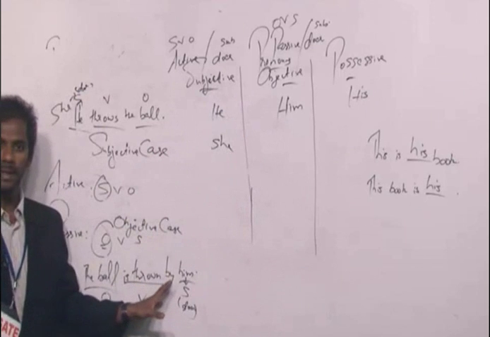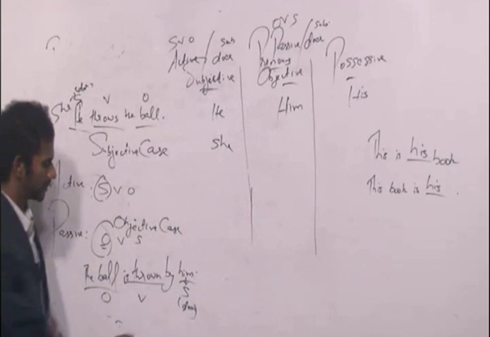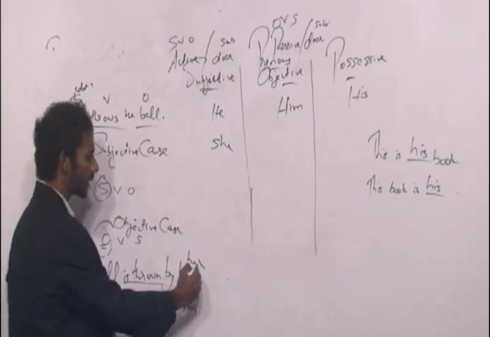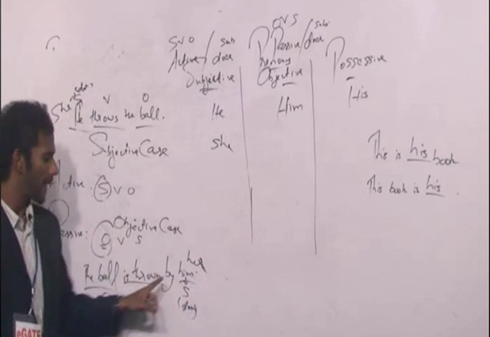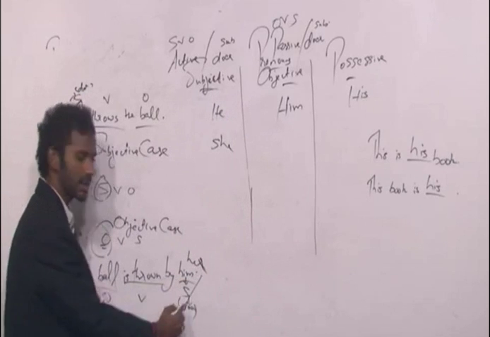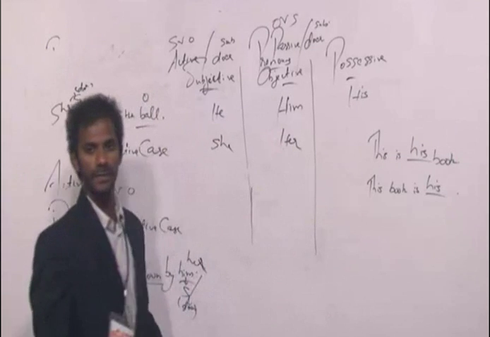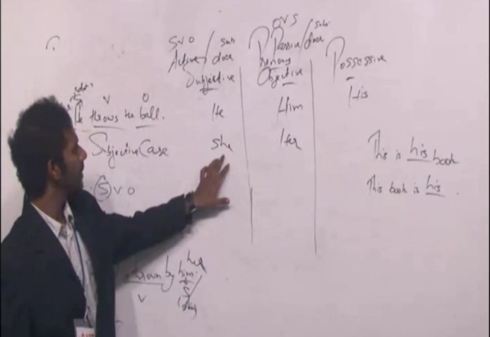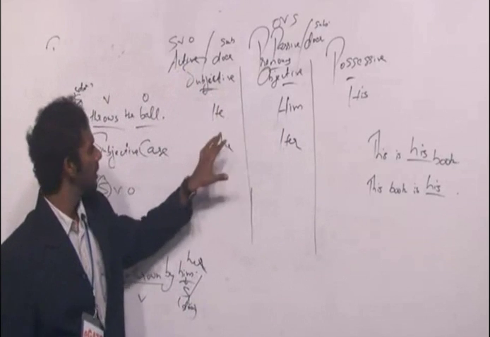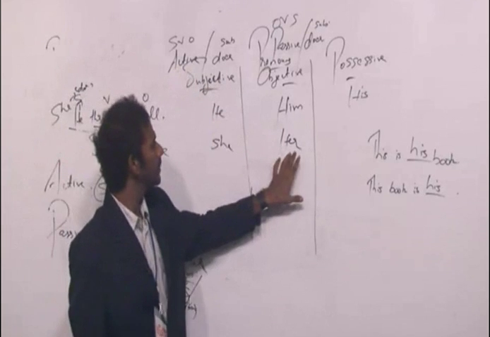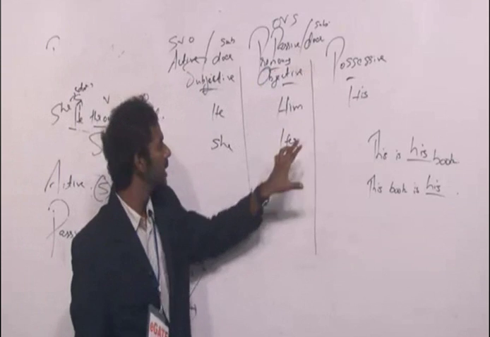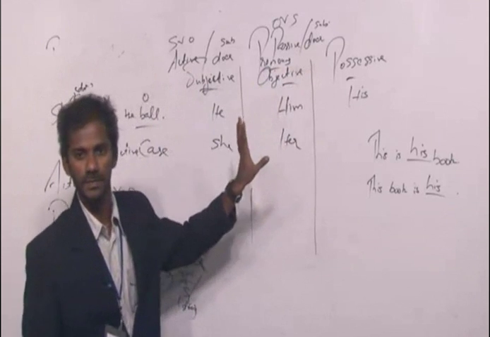The ball is thrown by her. So "her" is a pronoun that comes in the passive voice, acting as a doer. So I can say "her" is objective. So "she" comes in the active voice, acting as a doer, so "she" is subjective. "Her" comes in the passive voice, acting as a doer, so "her" is objective. Clear?